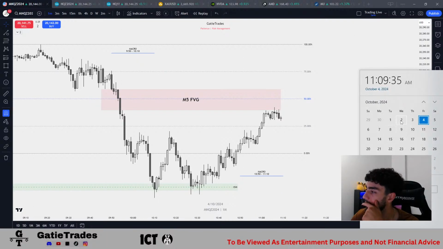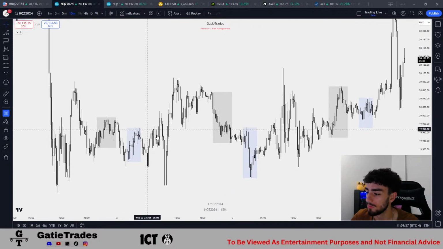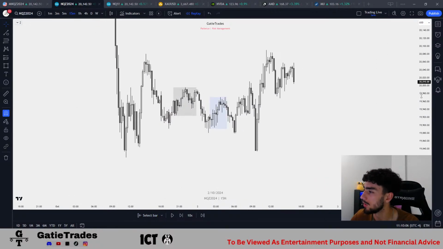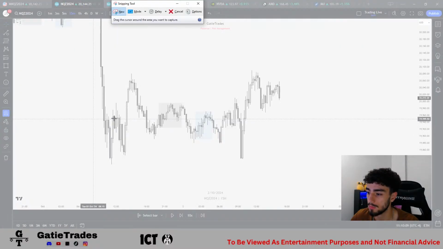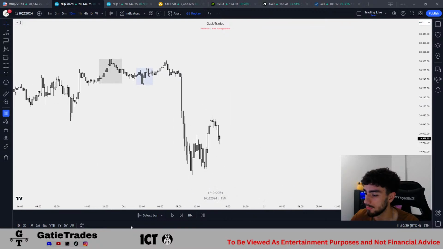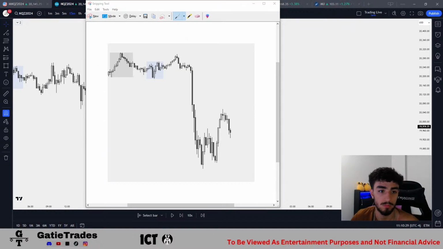Was 2/10 Tuesday? 2 was a Wednesday. Put that in my journal. I never got a picture of Tuesday's price action. Could have sworn I had this in my journal, so I must have deleted it or something. This is the 3rd, which was yesterday.